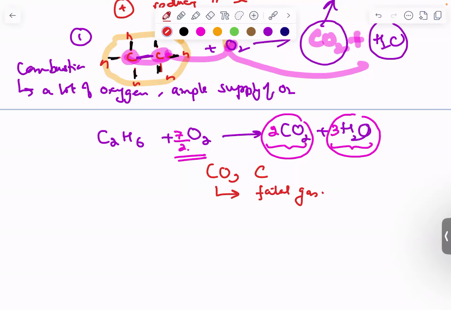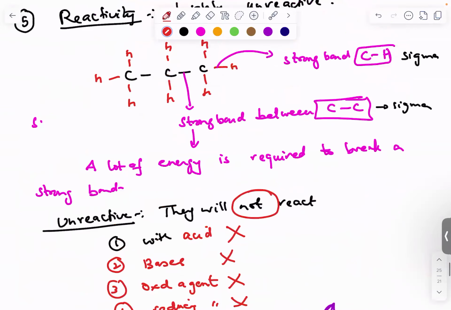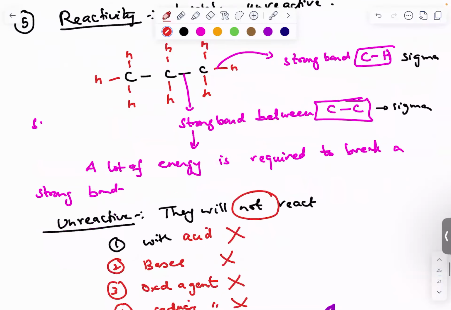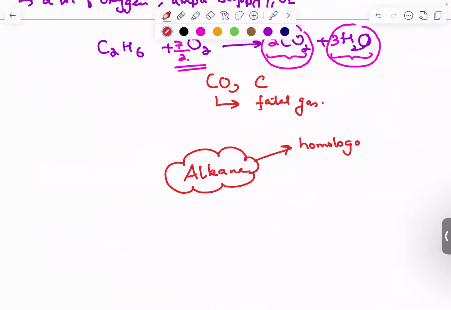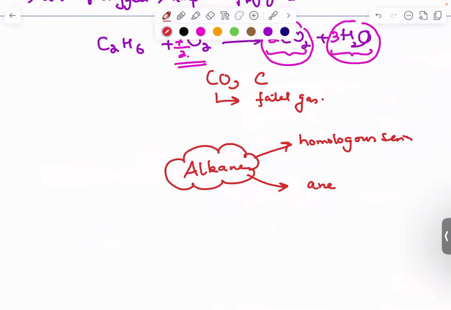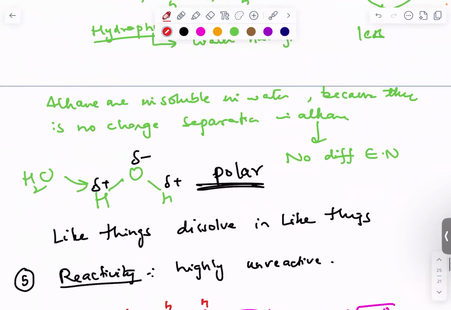Yeah, so this whole chapter is clear. Any question? No. All right, so do make a concept map that keeps alkane in the center, and then write the homologous series. Number two, they end in ane, CnH2n+2. Then you can write about these points.